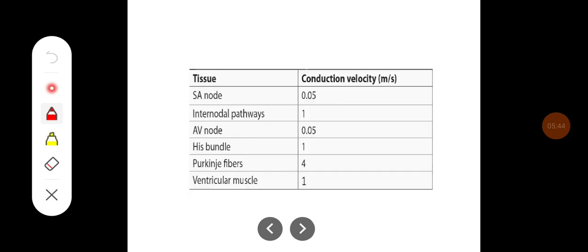So here this table shows the conduction velocity in different tissue. SA node it is 0.05, internodal pathways it is 1 meter per second, at AV node 0.05, His bundle 1, and it is maximum in Purkinje fibers, that is 4 meters per second, and in ventricular muscles it is 1 meter per second.